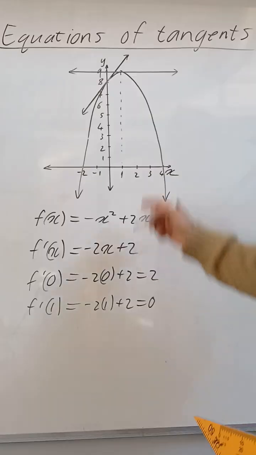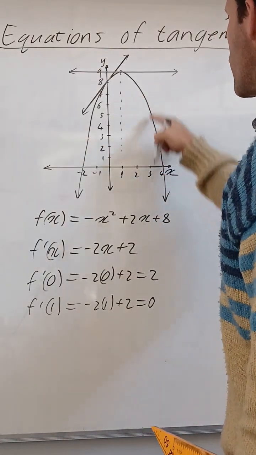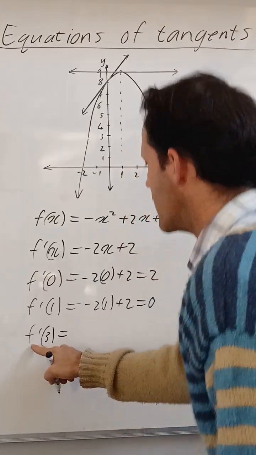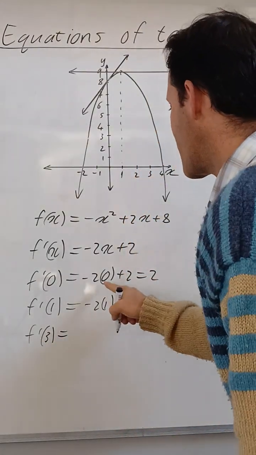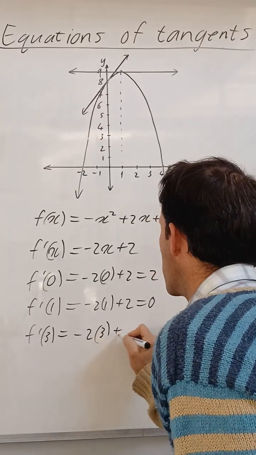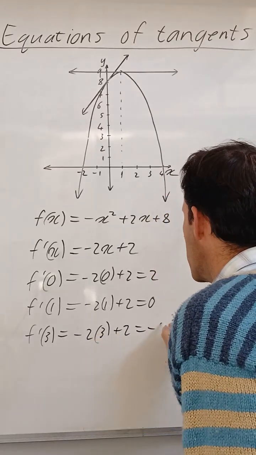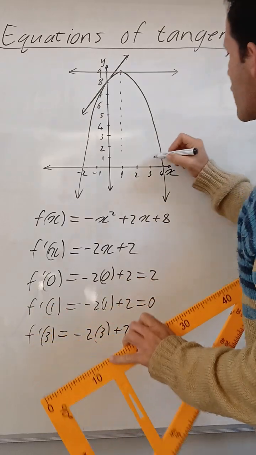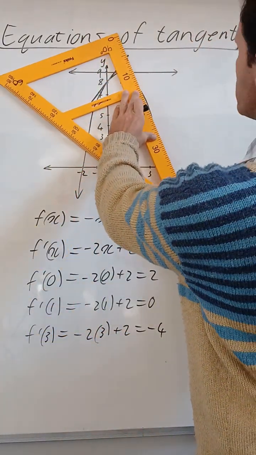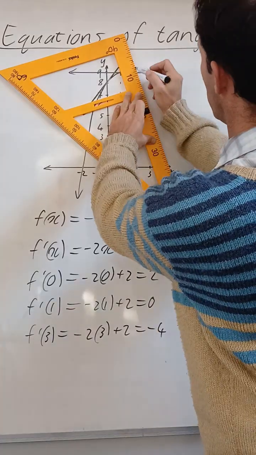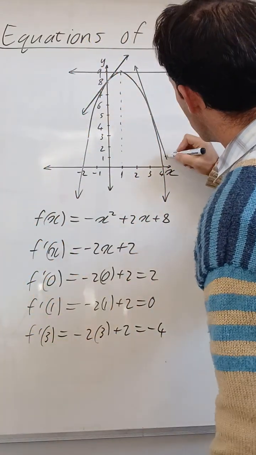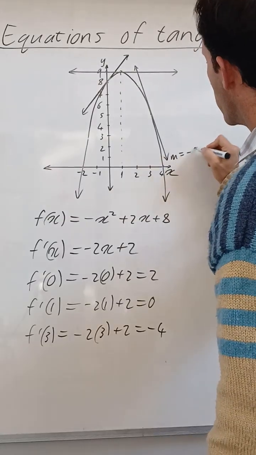And let's say at 3. If I want to know the gradient at 3, I substitute 3 into the derivative: negative 2 times 3 plus 2, negative 6 plus 2, is negative 4. So at 3, I can see it's very steep downhill. It's going down very steeply. So this line will have a gradient of negative 4.